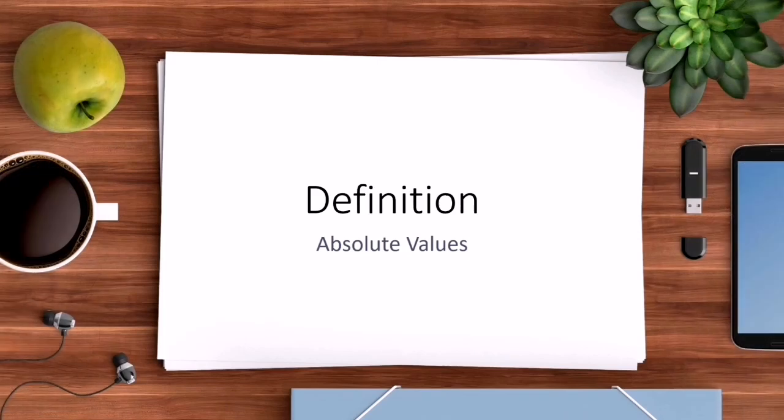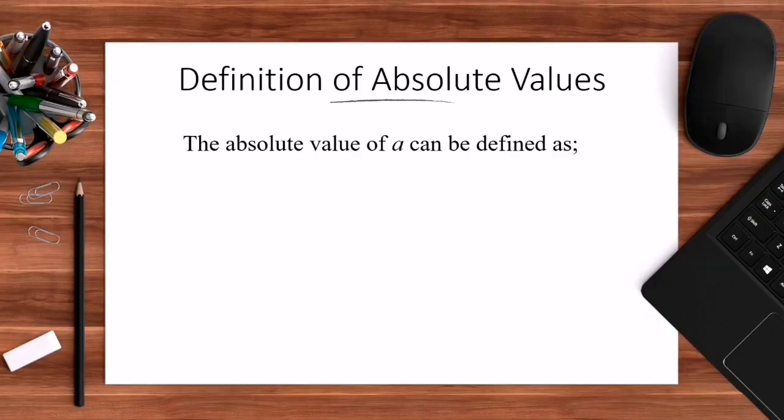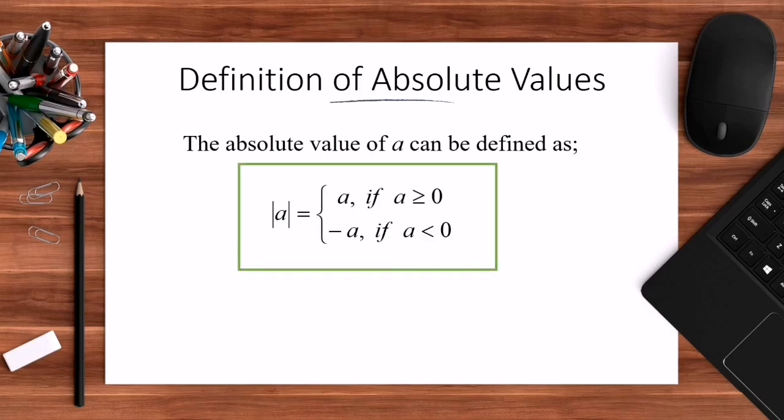Definition of absolute values. The absolute value of A can be defined as A if A is more than or equal to 0, negative A if A is less than 0. And also, absolute value of A is equal to square root of A squared.